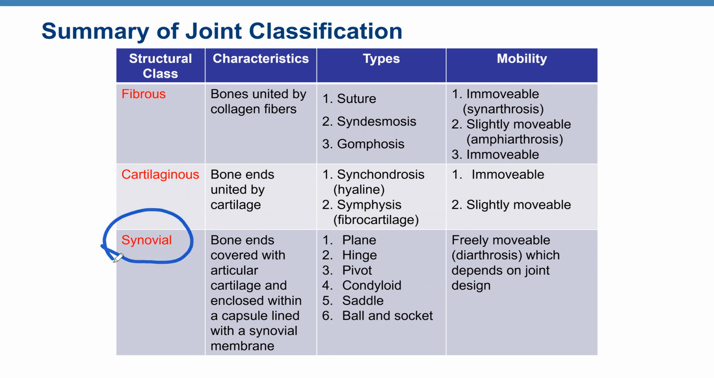And here's the synovial joint: bone ends covered with articular cartilage and enclosed within a capsule lined with a synovial membrane. And we have different types: plane, hinge, pivot, condyloid, saddle, ball and socket, and all of them are freely movable, or diarthrosis, which depends on joint design. Right, so here we have a summary of joint classifications that includes both structural and functional classification, explains the structure and gives you examples.